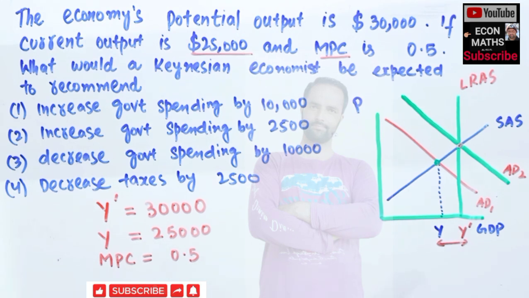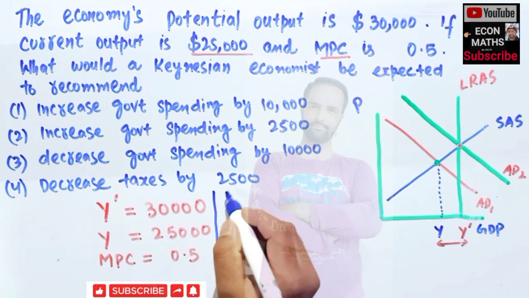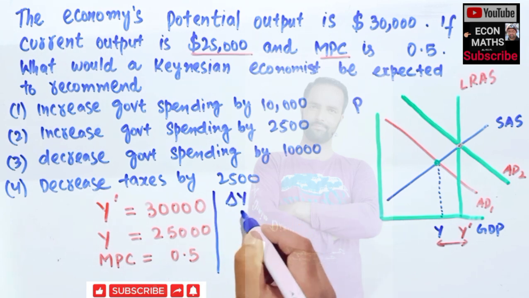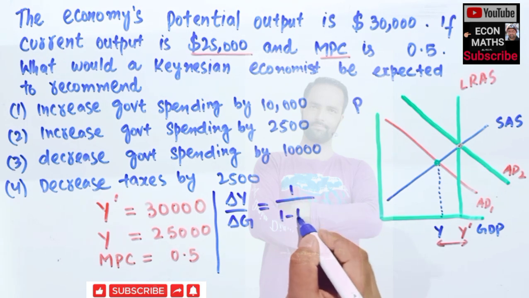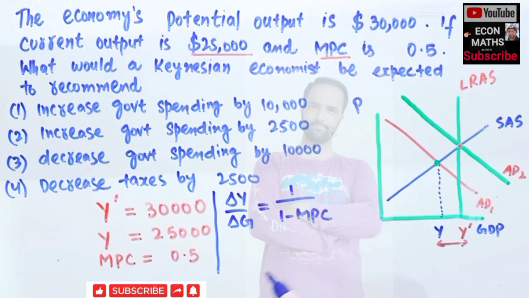There are two things. One is we will use the government spending multiplier or the tax multiplier. Let's find out first the government spending multiplier. That is given by change in output with respect to change in government spending, which is equal to 1 upon 1 minus MPC. This is our government spending multiplier.